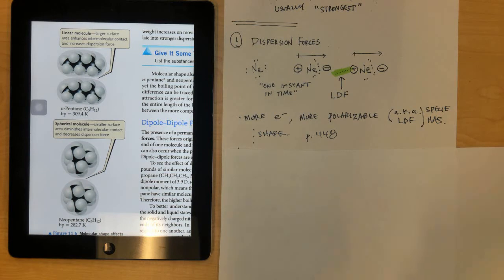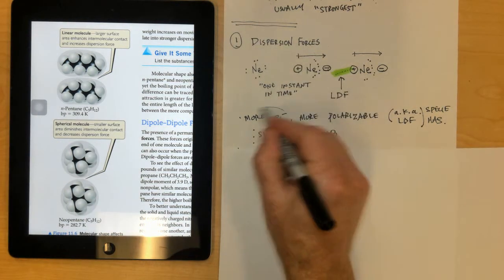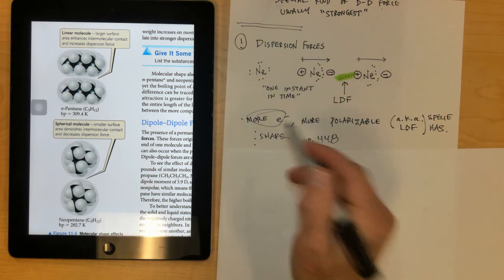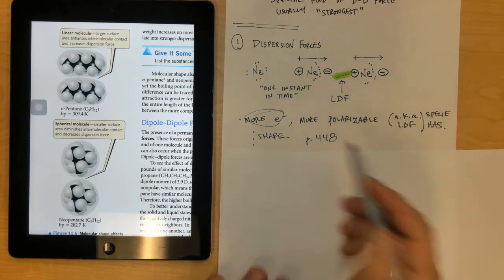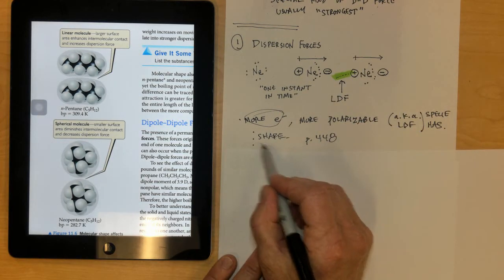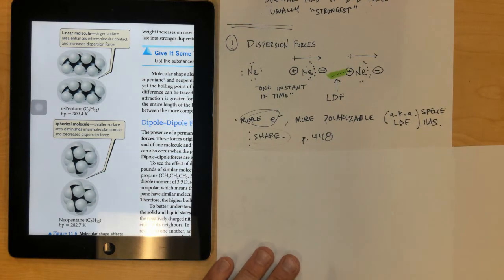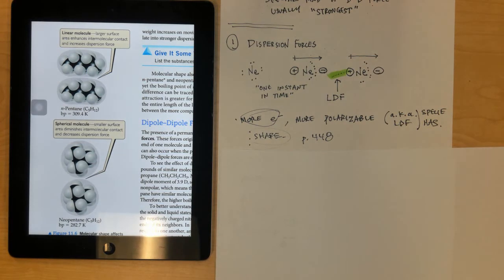So number one thing in dispersion forces is more electrons. The more electrons you have, the stronger the dispersion forces. The second thing, if they have the same number of electrons, now look at the shape of the molecule. And remember, the more surface area you can get, the stronger or the better they'll stick together.